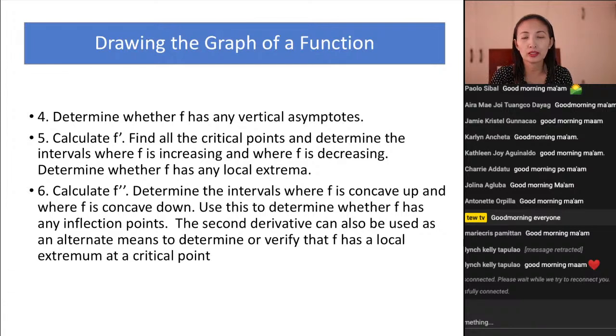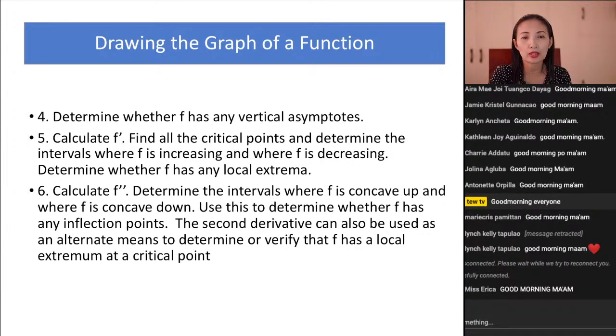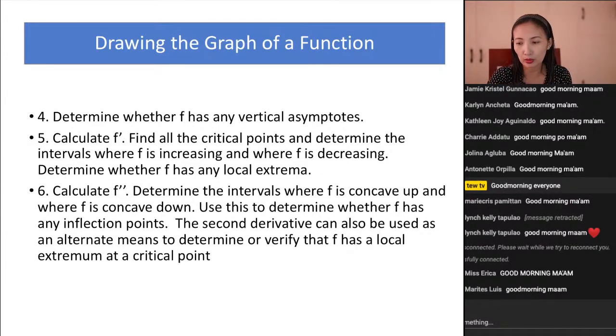Number 4, determine the vertical asymptote. Number 3, why do we have to evaluate the limits at infinity? To determine the horizontal asymptote. Number 4, determine the vertical asymptote. For a rational function, just look into the zero of the denominator. A zero of the denominator is a value of x that will make the denominator 0.